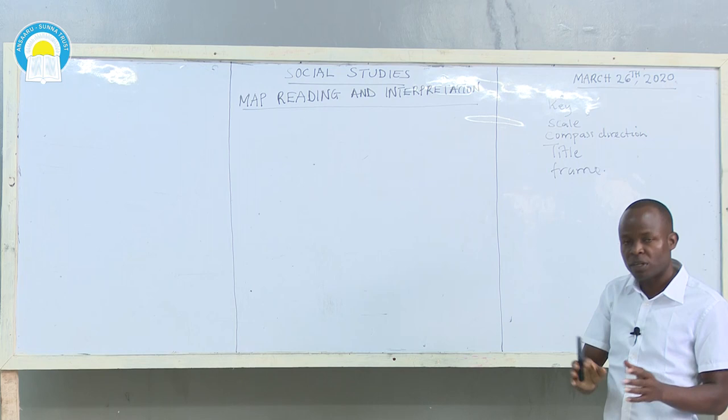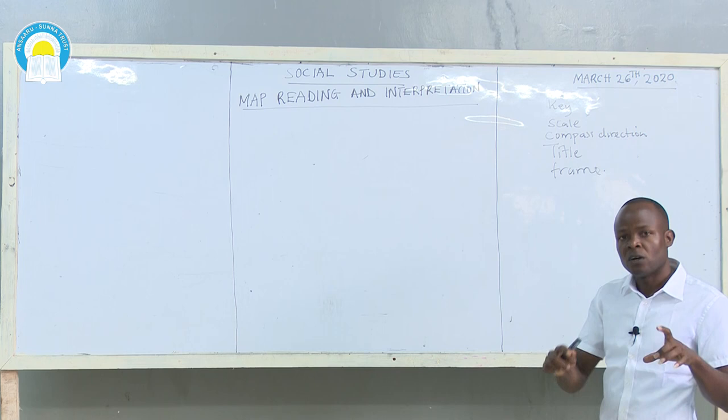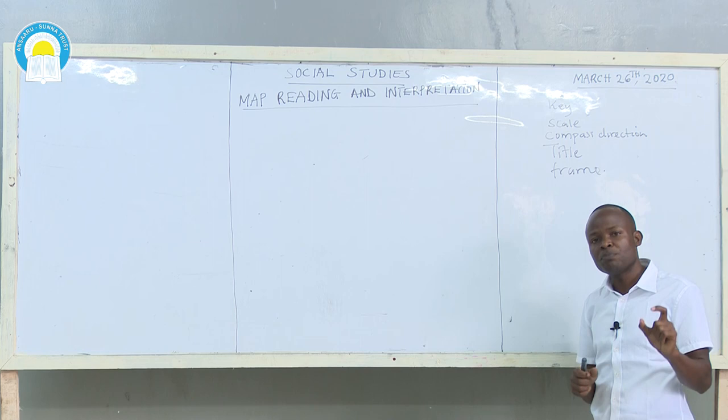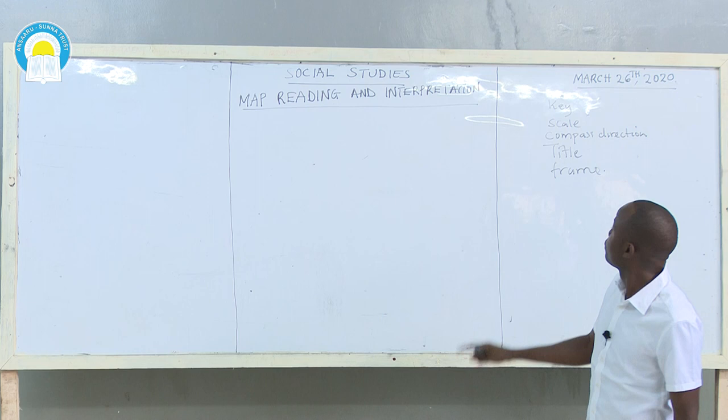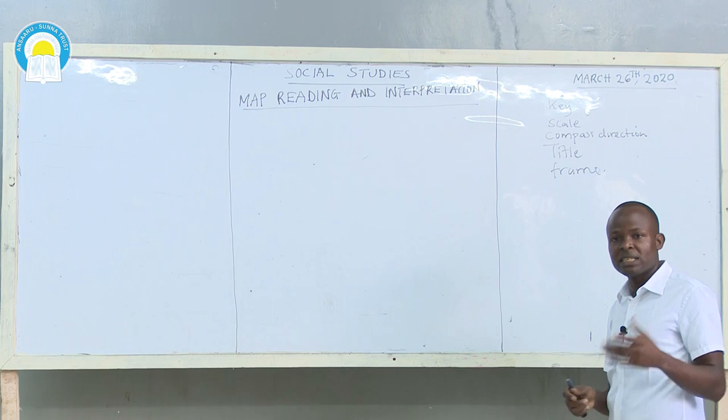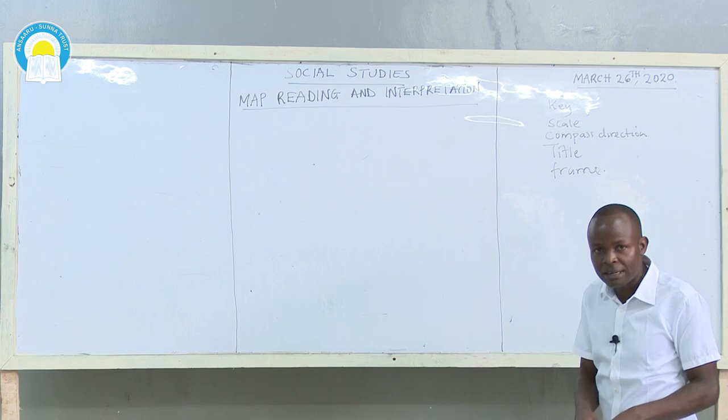Then we have the scale. For that map to fit on that flat surface where it is drawn, it has been reduced to a certain scale, and therefore this is what is going to show us the relationship between the real length on the ground and the drawing length. Compass direction, this is the tool that we use to tell the direction of a place in the map. Then we have the title. Title is simply the name of the map you are studying. Then the frame encloses the map. It gives the boundary of the map you are studying.